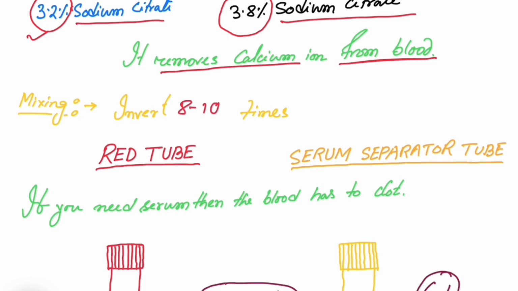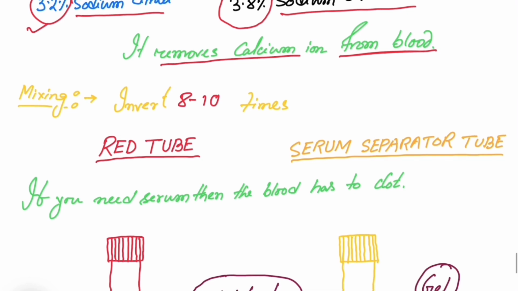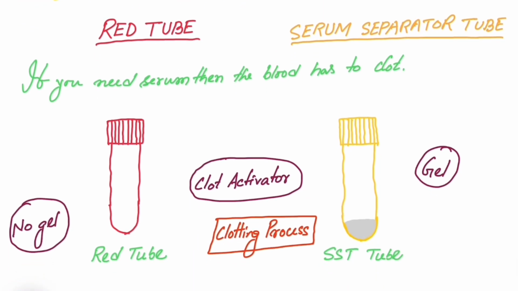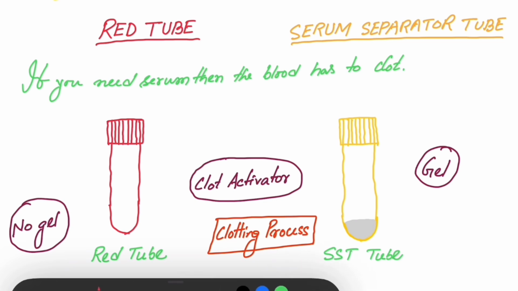Mix the tube 8 to 10 times. In case of blue, 3 to 4 times. In case of black, 8 to 10 times. Next, I am going to talk about the red tube and the serum separator tube, which is very important.